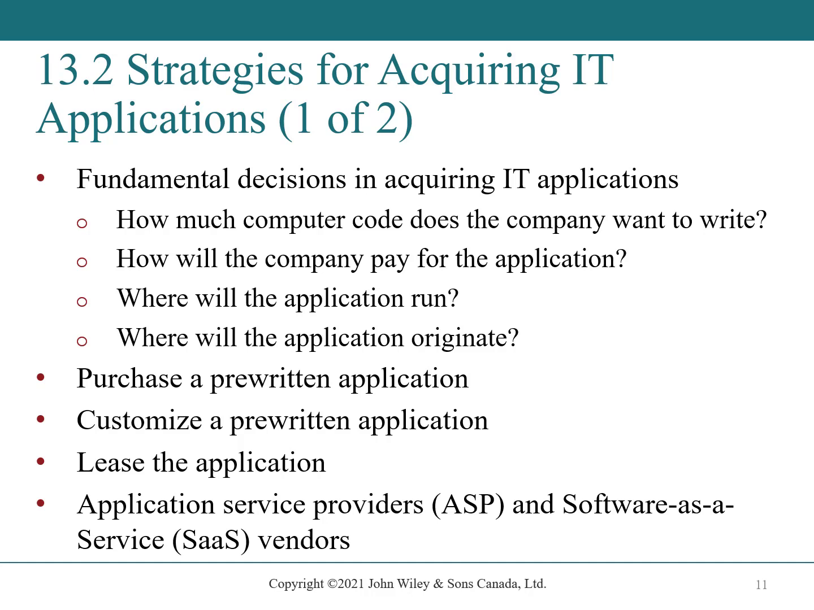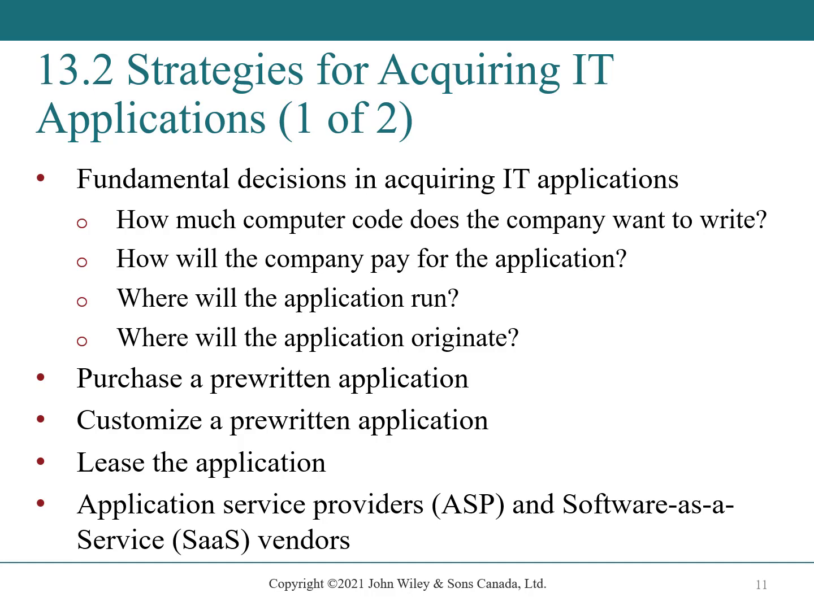How will the company pay? Once the company has decided how much code they're going to write, it must decide how to pay for it. Companies can buy applications or lease them. With totally custom applications, we need internal funding in order to be able to write them. Where will the applications run? We can host them ourselves, or we can run the application on someone else's platform. We can either, therefore, employ software as a service, as a cloud vendor, or an application service provider.